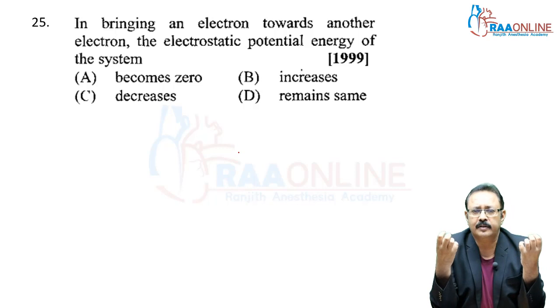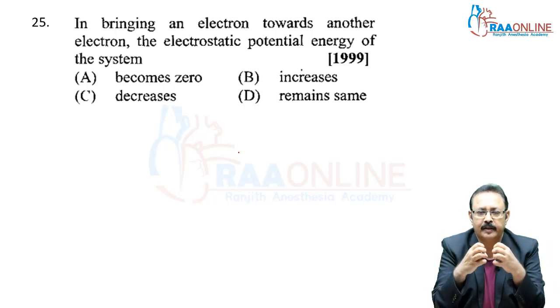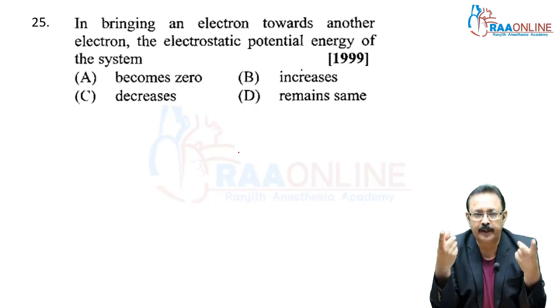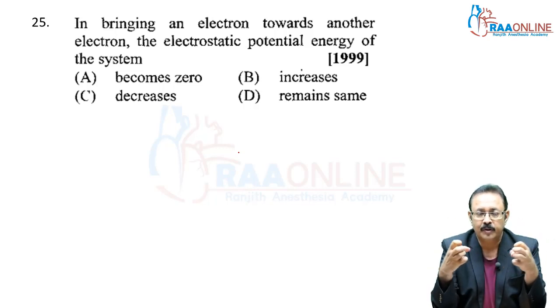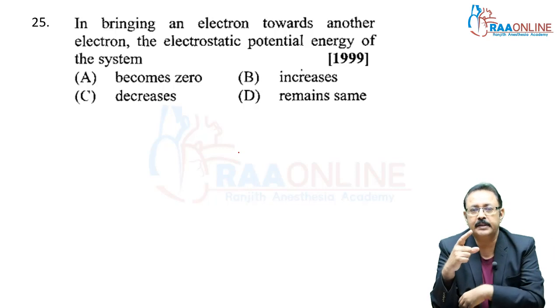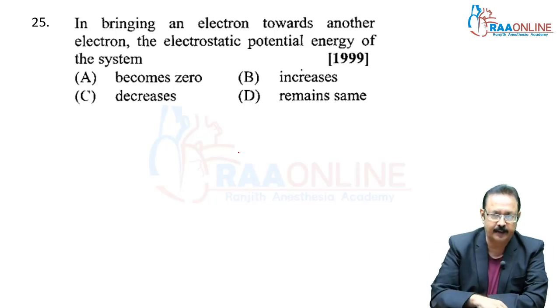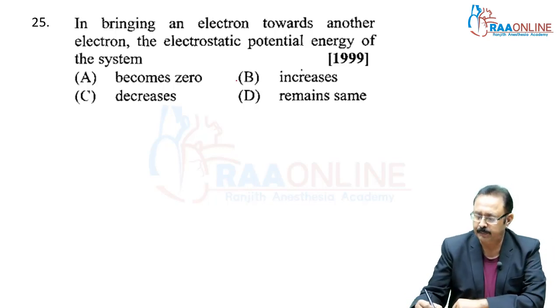2 electrons don't want to come closer because they are repelling each other. So you have to spend your energy on the system. You are spending energy, means energy of system is increasing. So we will go with B.